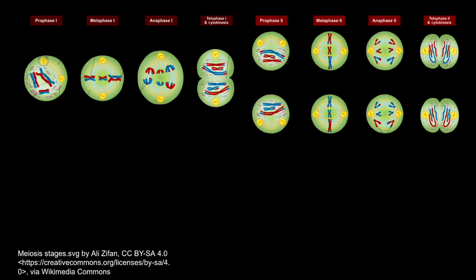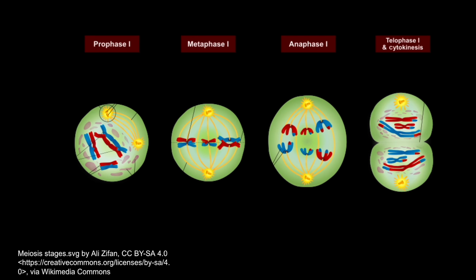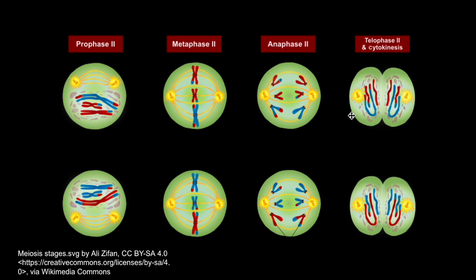It goes through PMAT twice, and you don't need to memorize what happens in every single stage, but the results are important. So at the end of meiosis, there are going to be four daughter cells, each with half the genetic information as the parent cell. And this genetic information has been mixed up a little bit, so it's a different combination in each cell. So the genetic information is different at the end of meiosis, which is going to be helpful in the diversity of life on Earth as organisms reproduce sexually.